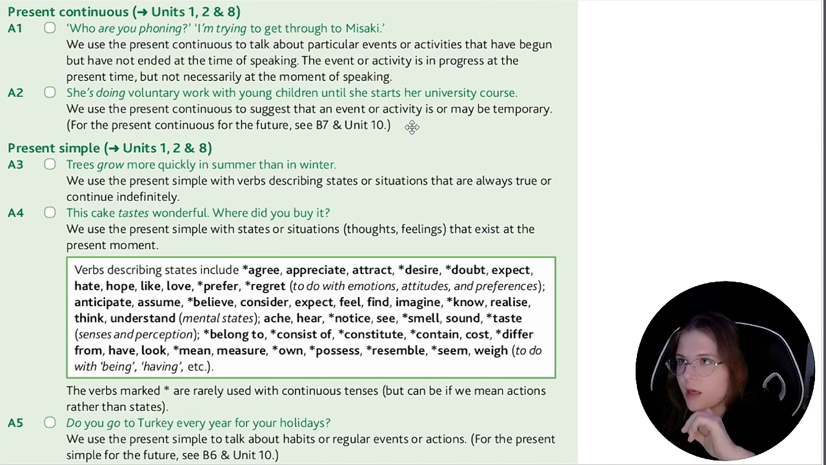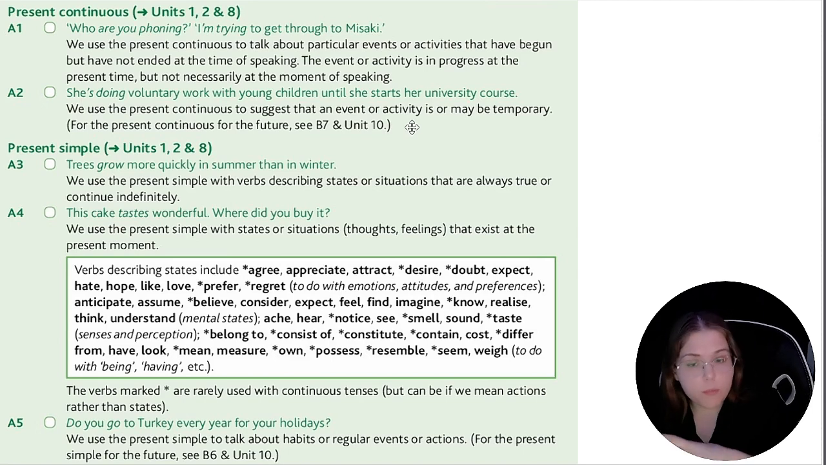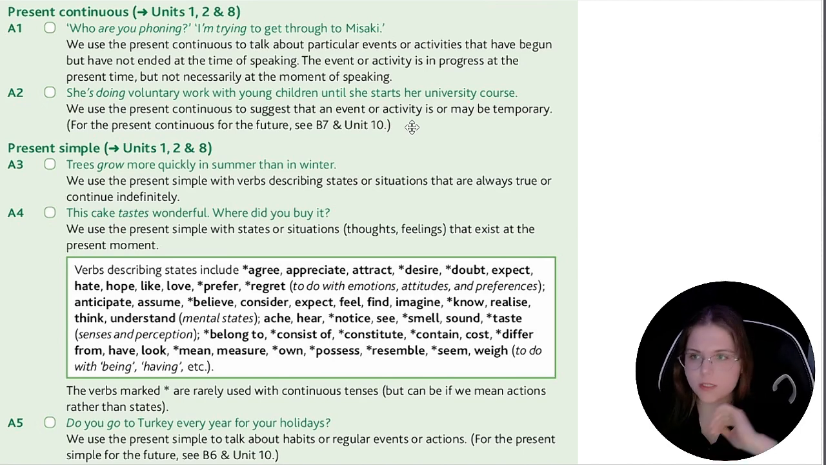Also, we use it when we have appointments with other people. I am meeting Jack at 3 p.m. tomorrow. Tomorrow, but I use present continuous because we have agreed about that.